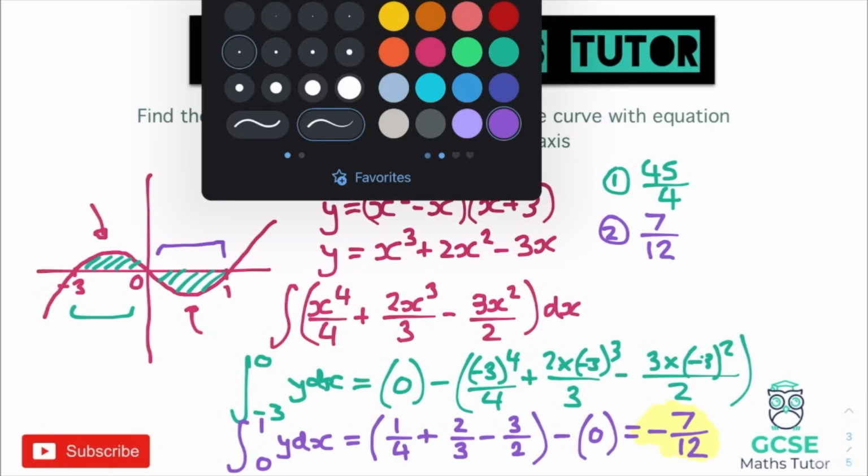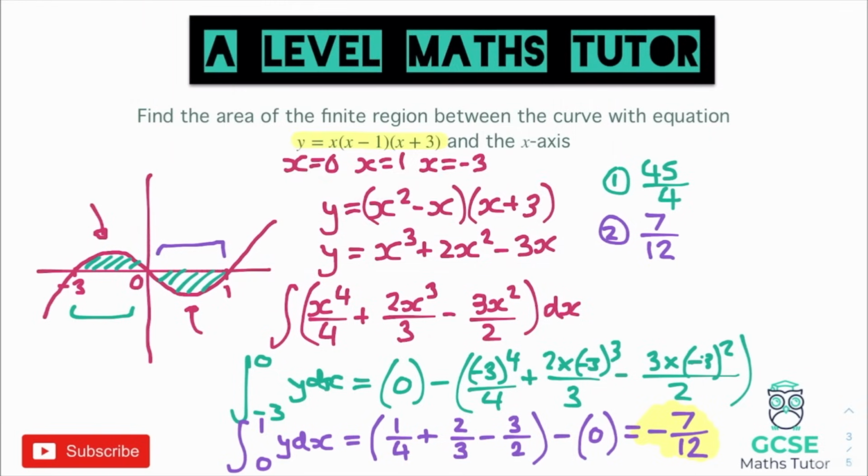So to finish this question off, now we know that the area is positive, we just add them together. So 45/4 plus the positive 7/12, and that comes out as, and you can do this on the calculator, 71/6. So there we go, that is our final answer, 71/6. Again, you could turn it into a mixed number if you want, but it's not required and it's not necessary, so we're going to leave that as 71/6.